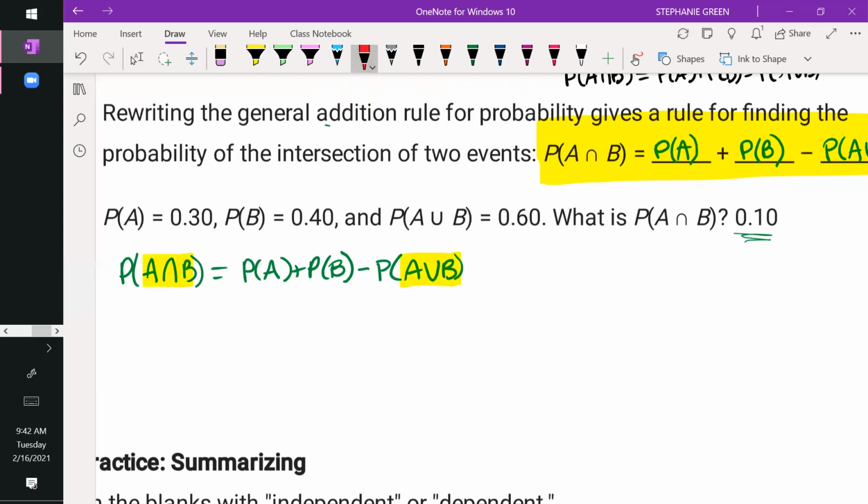So I'll plug in what I have. Let's see, the probability of A intersect B is what we are solving for. The probability of A is 0.3. The probability of B is 0.4. And the probability of their union is 0.6. So that's 0.3 plus 0.4 is 0.7, minus 0.6 is 0.1, which is exactly what they had over here.